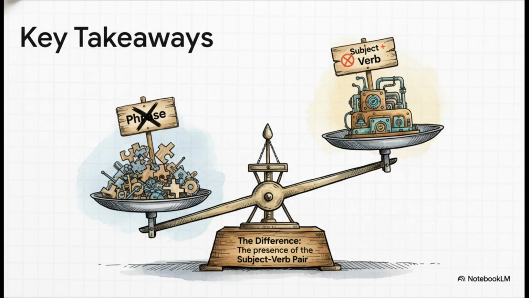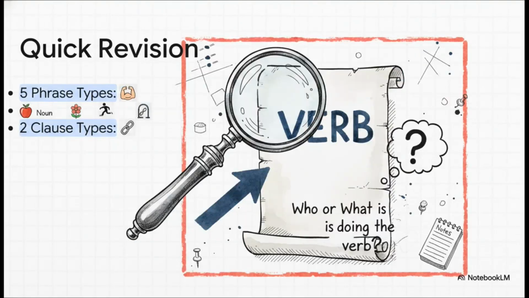A phrase, a group of words, no subject-verb pair, acts as one part of speech. A clause, a group of words that does have a subject-verb pair. And the core difference, the one thing that separates them every single time, it's all about the presence or absence of that subject-verb team. And here's one last slide for a super quick revision.